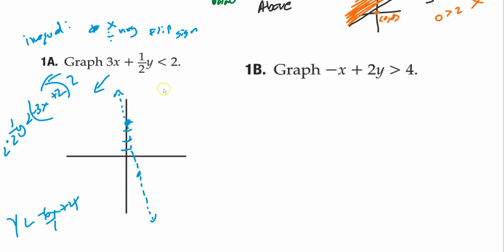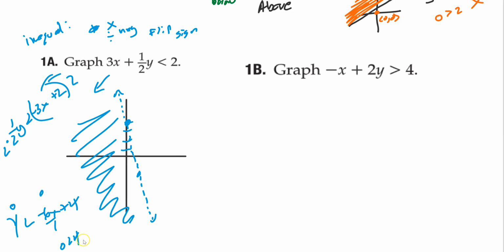Again, there are two ways to shade this. It's in proper notation, so less than should mean below. Or you can pick a test point like 0, 0 and plug it in. 0 is less than 4, so I shaded the right area. So again, just graph it like normal, and then shade above or below, or pick a test point.